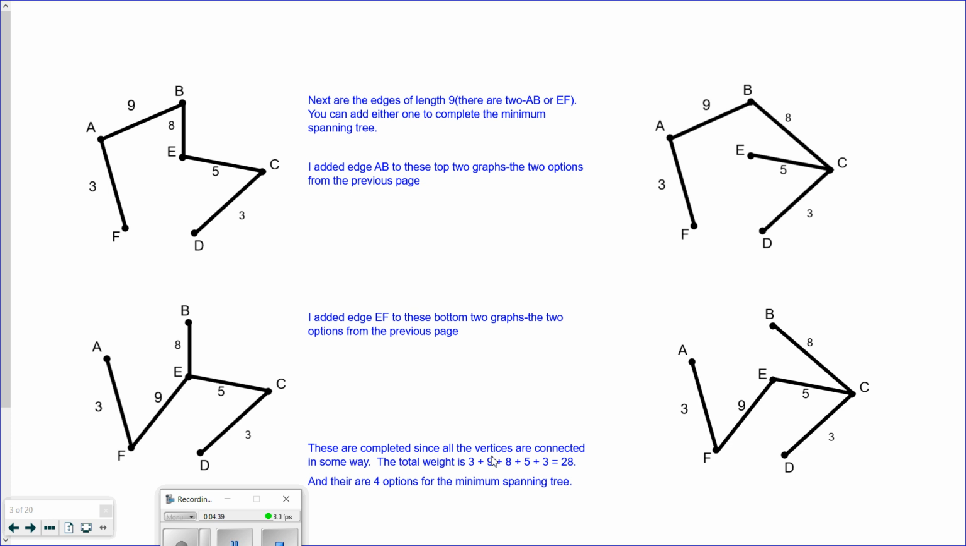So what ends up is that there are 4 options. These are completed since all the vertices are connected in some way, and so there's 4 options for the minimum spanning tree, and the total weight, if you add up the 3, the 9, the 8, the 5, and the 3, is 28. And you could check that for any of those 4. They would all add up to 28.